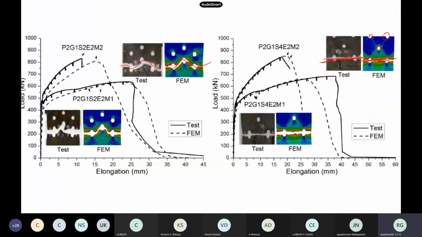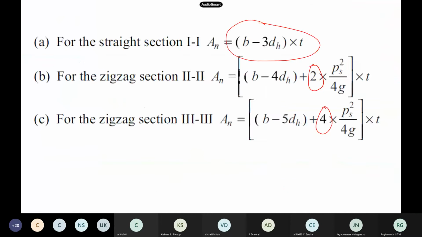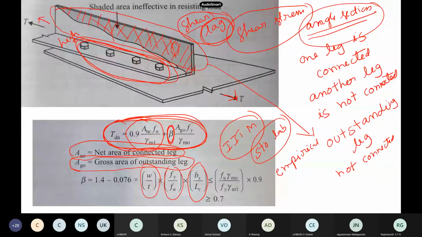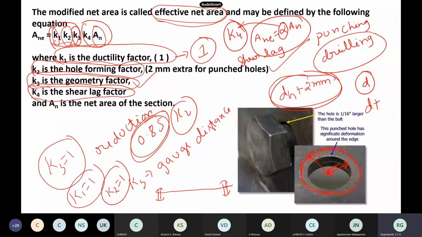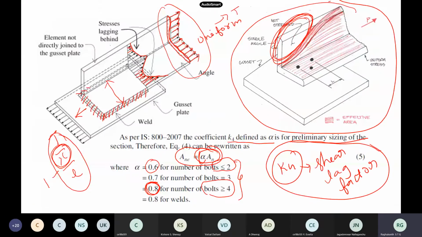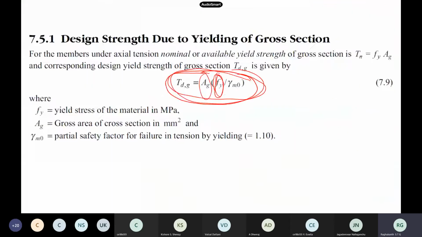So 1 minus x bar by L we said. Our IS code gives alpha times AN, and as the number of bolts increases, generally alpha will increase, since alpha depends inversely on the connection length L. So our IS code doesn't say connection length, but it says number of bolts. If the number of bolts is more, then obviously the connection length will be more and alpha will increase itself. So this is a shear lag factor.